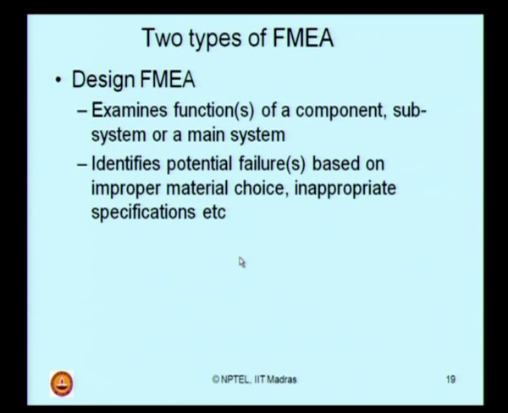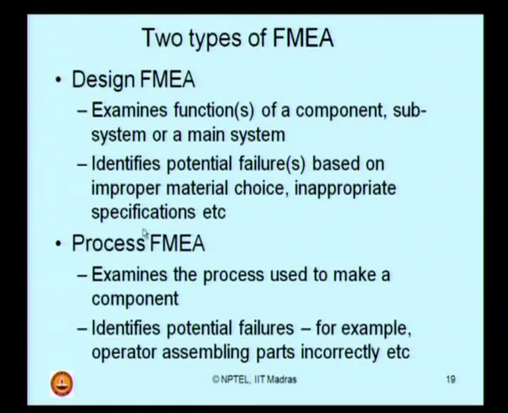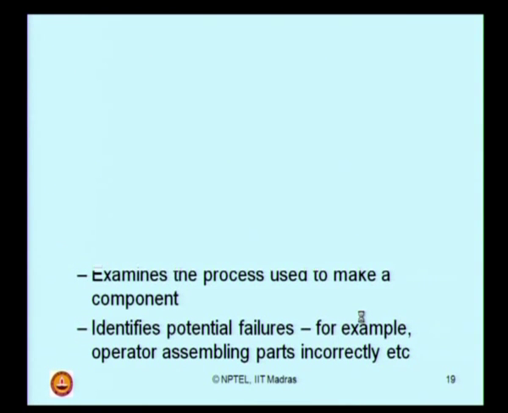One is what we call the design FMEA. This examines the functions of a component, the subsystem or a main system. Subsequently, it identifies the potential failures based on the improper material choice, inappropriate specification, etc. The other type of FMEA could be a process FMEA. It examines the process used to make a component, and identifies potential failures. For example, the operator assembling parts incorrectly can be a part of observation from an FMEA study.